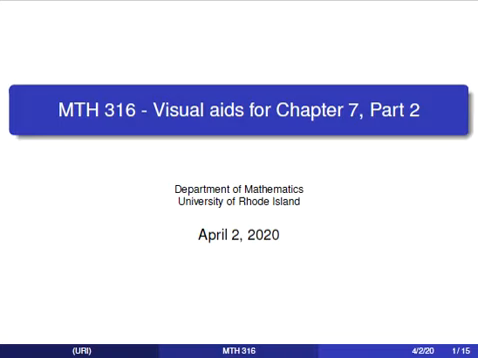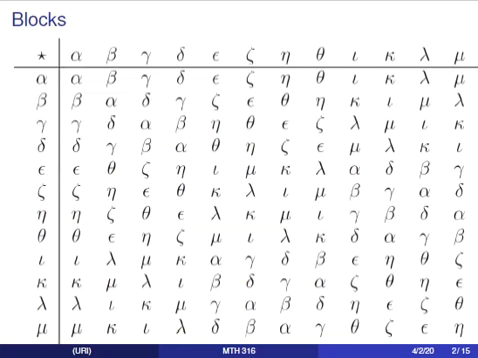Hi, Math 316 students. In this video, we're going to talk about the last part of Chapter 7, the part following cosets and Lagrange's theorem. We'll see some consequences of those ideas. And I want to start this video just by pointing out something. It's not listed in your text, but it's something we've mentioned several times during the course.